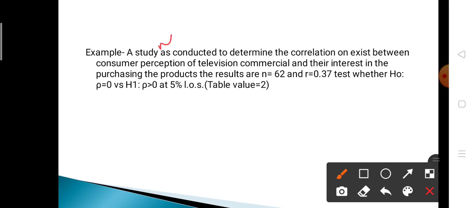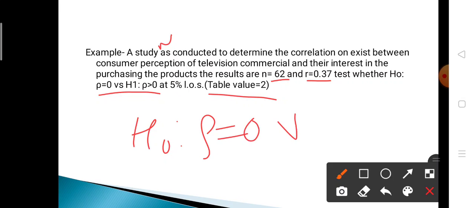The results are n is equal to 62, small r is equal to 0.37. Test whether H0: rho is equal to 0 versus H1: rho is greater than 0 at 5% level of significance. And the table value we are given is 2. Okay, here we want to test H0: rho is equal to 0 versus H1: rho is greater than 0.